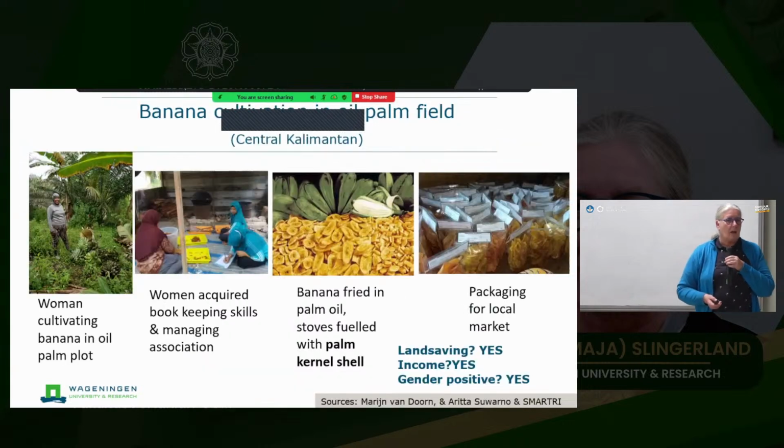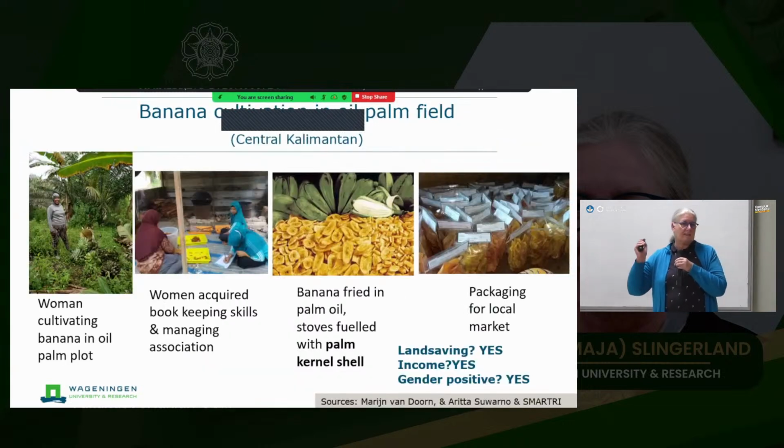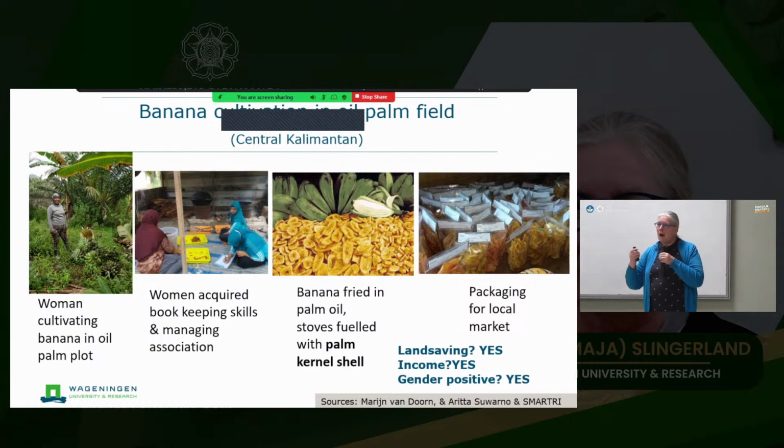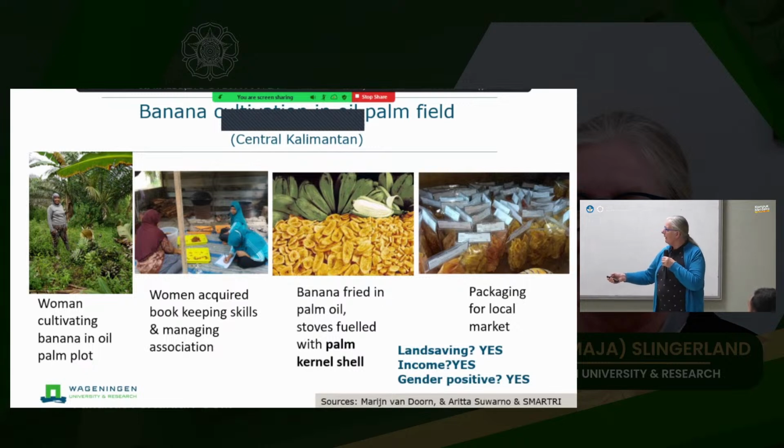This was the banana example, and the interesting thing here is it is the same household. It's not sharecropping, it's the same household. But while the man is responsible for the palm, at least he manages the palm market, the money, the woman was responsible for the banana. And they created, together with my colleague, Arita Suwano, a women's club. They start frying the banana, and they use also palm kernel shell to fuel the stove. So they use some residues also, and they sell it.